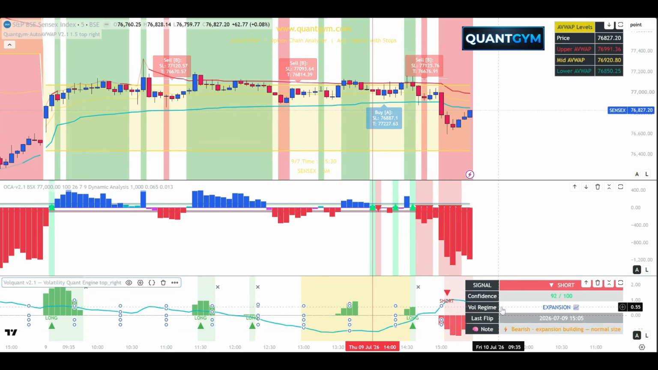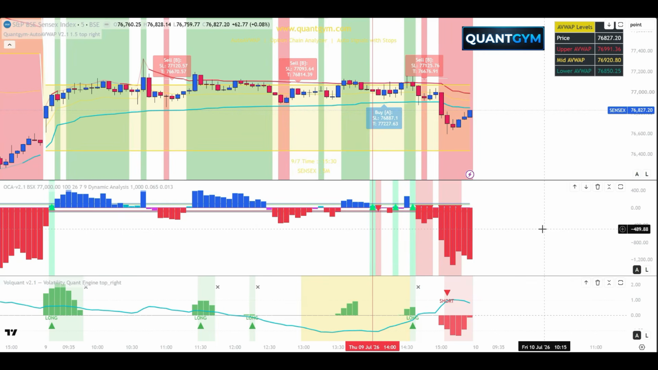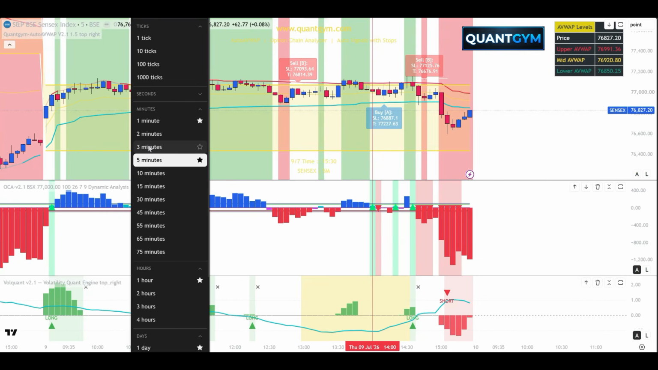You just need to see, already you're seeing what is the vol regime and what is the note. Even if you don't want that and you just want to see the indicator, you can shut this off also, right? So that solves your screen problem. Anyway, coming back, we'll be focusing today obviously on the Sensex because we had the expiry today.